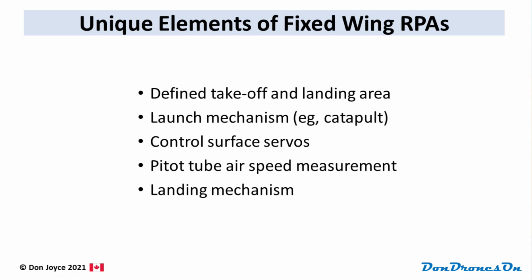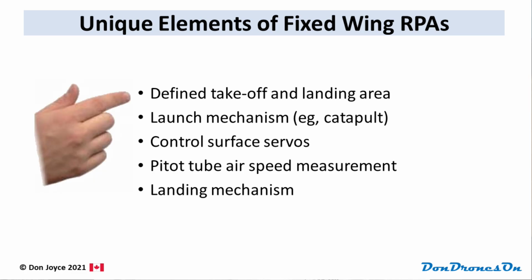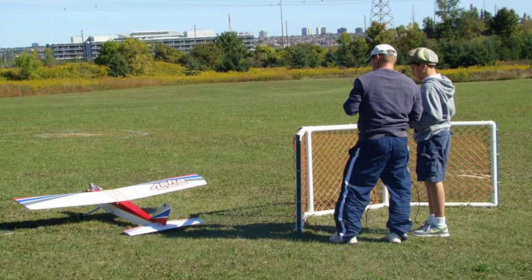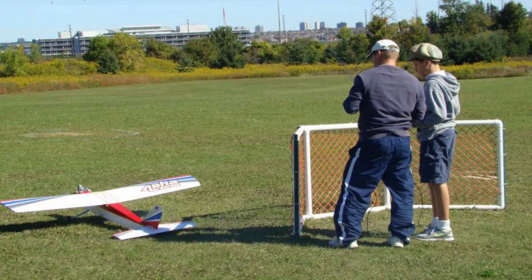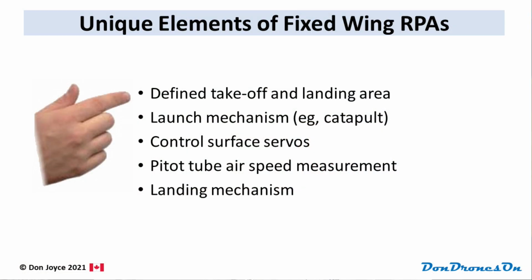So far, I've been focusing on quadcopter related bits and pieces, and many of these same components are used in fixed wing RPAs as well. Fixed wing RPAs do have a few unique elements, which we'll now cover. Because a fixed wing aircraft usually requires more area for takeoff and landing compared to a quadcopter, a defined safety area is required. It is a best practice to have what is called a safety template, that is a standard way to define danger zones during takeoff and landing.